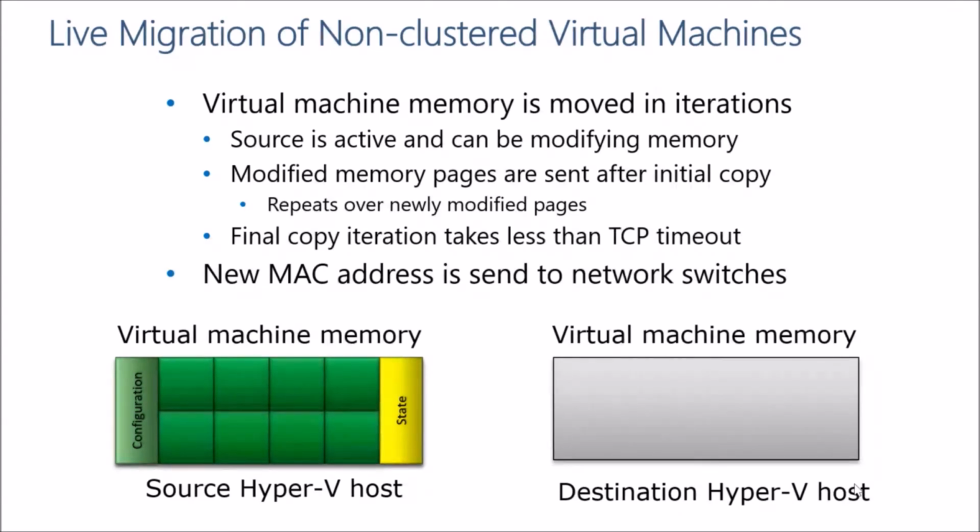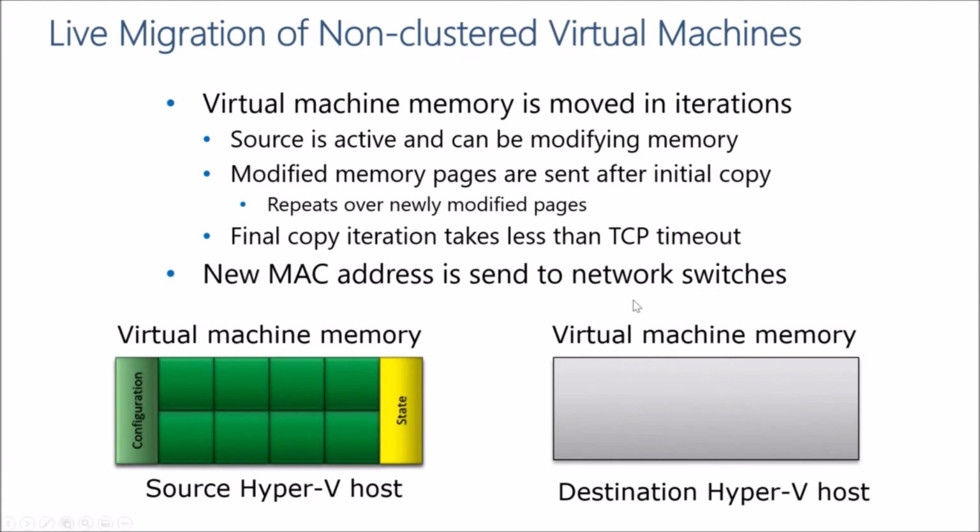So it could be version 1, version 2, version 3. So many different lots. The source is active, and stays active until they reach a point where they're basically the same. Modified memory pages are sent after the initial copy, and this runs over and over again until they achieve this state where they're basically the same. Then the final iteration takes less than a TCP timeout, and that's why you'll see that you'll miss only one ping packet probably.